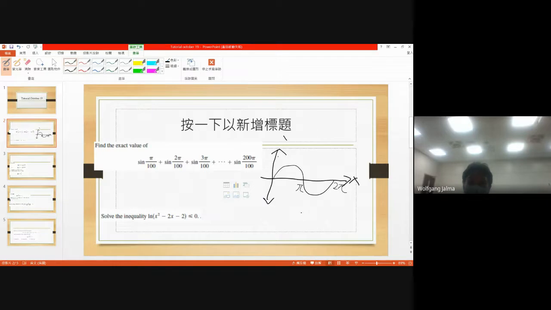So basically, imagine this is from 0 to 2 pi, and it is just divided into 100 parts. So this one is pi over 100, and this is 2 pi, equal to 200 pi over 100.